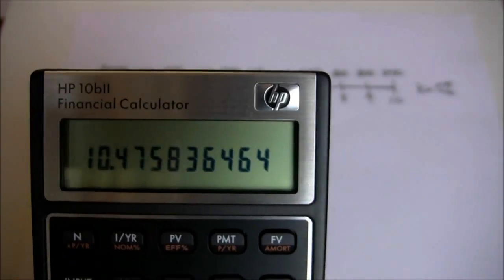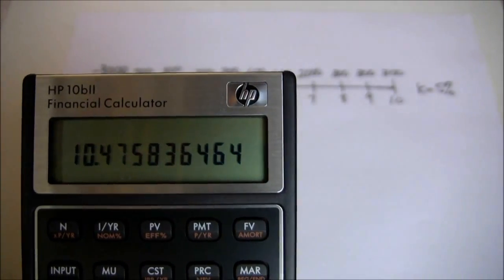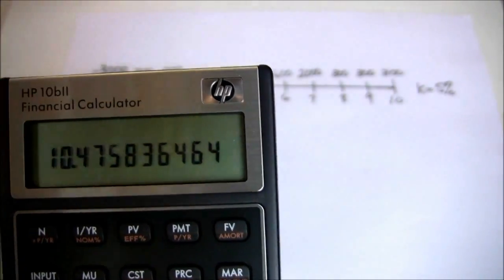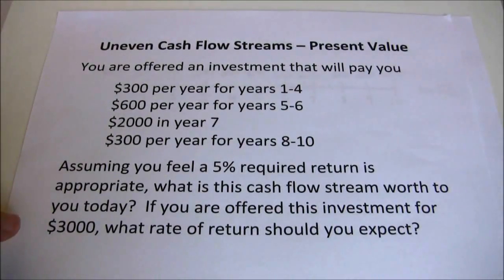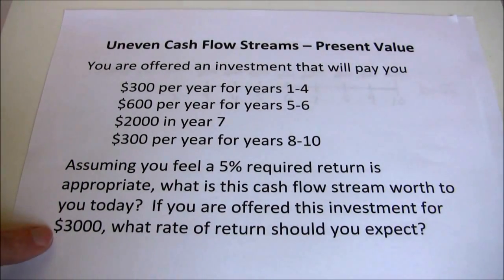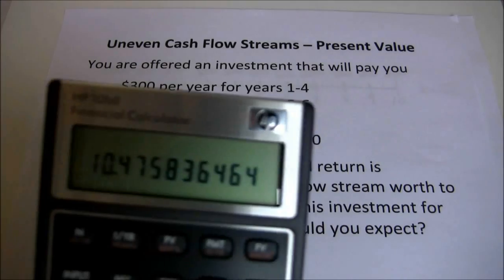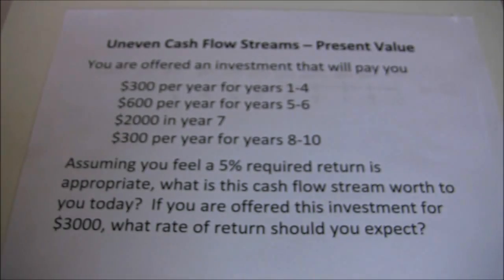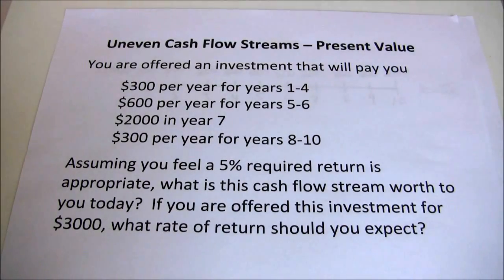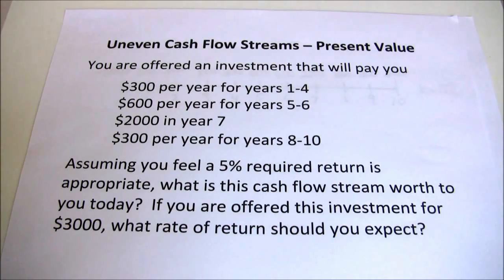So going back to our example, if we could buy this investment for $3,000, what rate of return should we expect? The answer is a 10.48% average annual rate of return over the 10-year life of the investment. So we can solve for the present value of a cash flow stream, or if we know how much the cash flow stream is going to cost us, we can figure out what rate of return we're going to get.